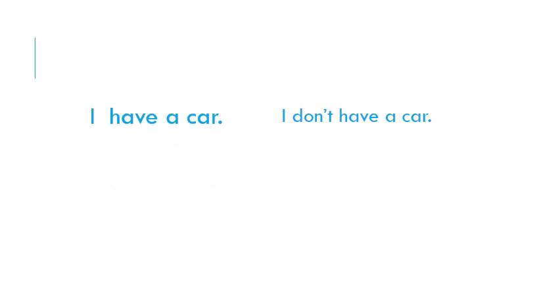Now, let's take the first scenario. I have a car. This sentence is in the affirmative voice. What do we mean by I have a car in Arabic? I have a car in Arabic means لدي سيارة. Here we are speaking in the first point of view. لدي سيارة. Notice here that we have in the sentence I have.